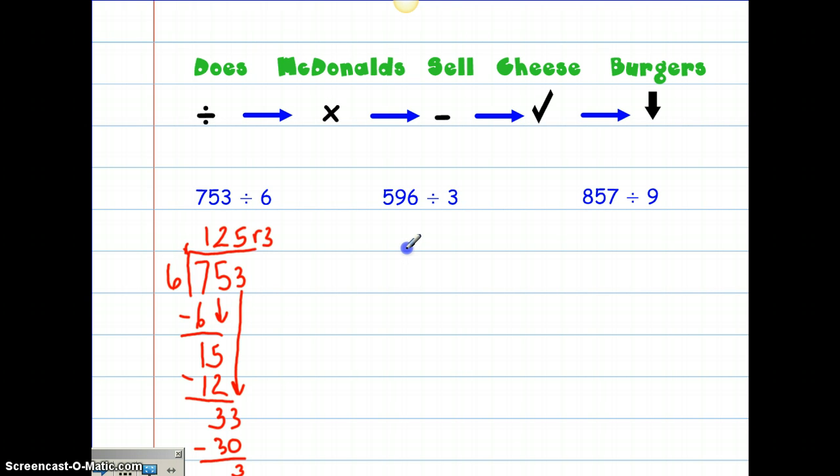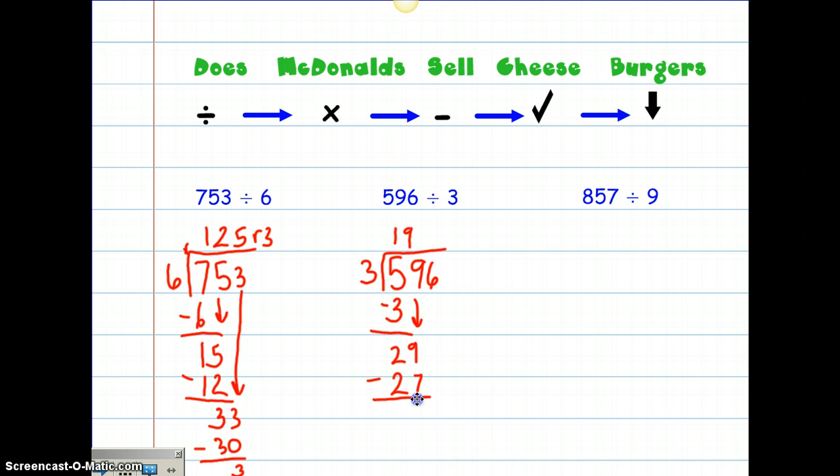Then I'm going to move on over to the next one, which is 596 divided by 3. So I'm going to go ahead and start. Divide. How many times does 3 go into 5? That would be 1 time. Subtract. 5 minus 3 is 2. Bring down the 9. How many times does 3 go into 29? I want you to stop and think about that one because I've been doing a whole lot of work for you guys. That would be 9 times if you got that one.